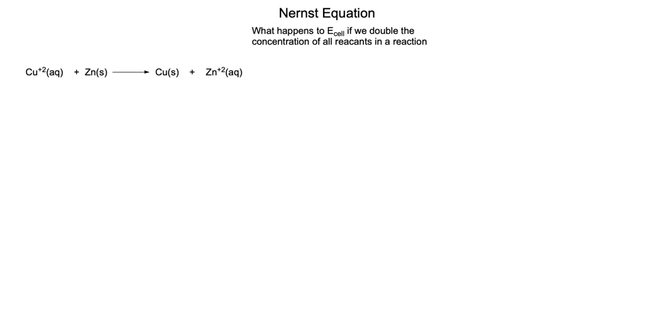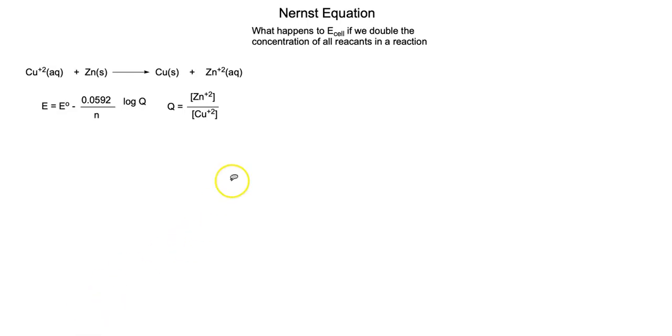Let's look at this reaction first, where we react copper plus 2 with solid zinc. Now, we're going to be changing concentrations, so we're going to be looking at this reaction under non-standard conditions. So in order to look at the value of the Ecell, we need to use the Nernst equation. So here's the Nernst equation, and the really important part of the Nernst equation for us is going to be the Q. So let's look at what the Q tells us about this reaction. Q is going to equal the concentration of zinc plus 2 over the concentration of copper plus 2.